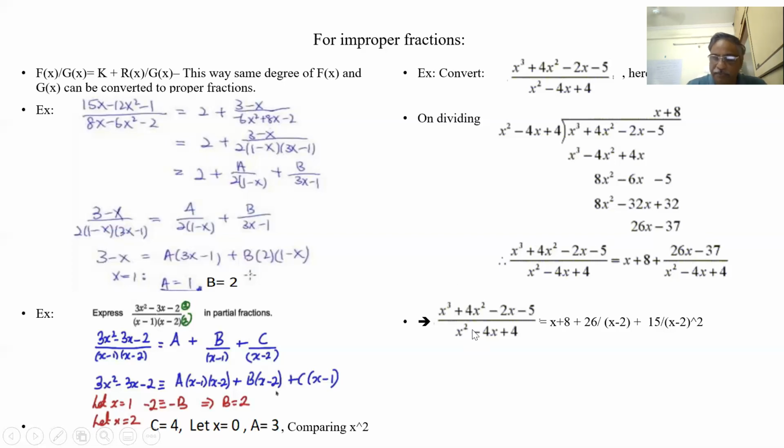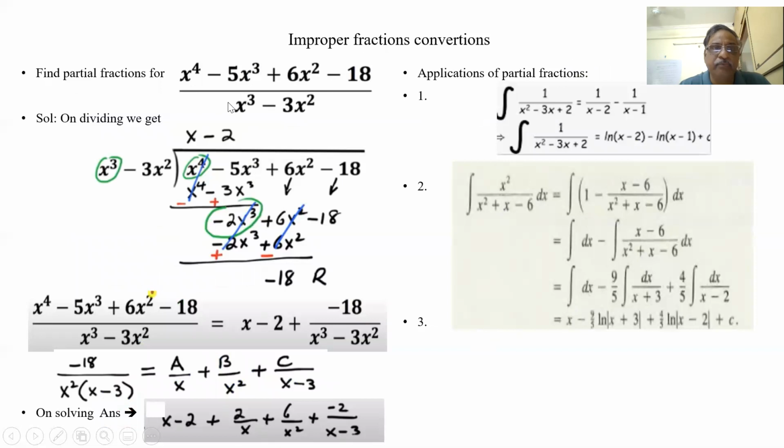Okay. Now same way x to the 4, x cube. So I am dividing. I got quotient as x minus 2 and remainder is 18. So x minus 2 minus 18 by this. Straight away I got the answer.